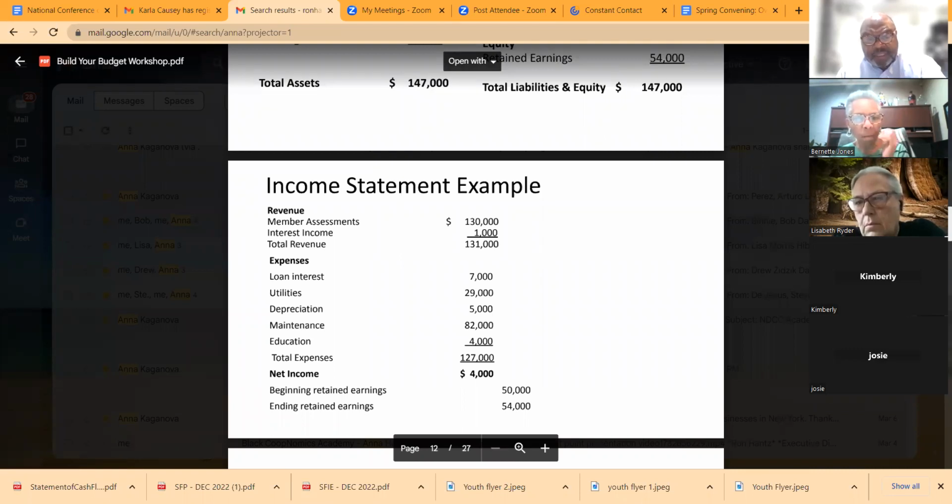And so that total revenue is $131,000. Again, in this case, looking at the co-op, it's member assessments added with the interest income. So that gives the total revenue of $131,000. All right.